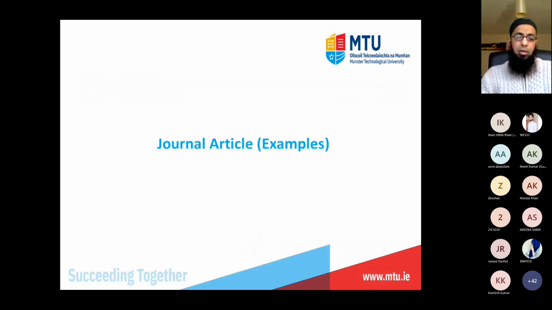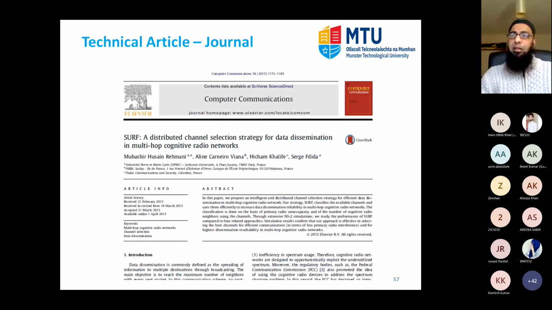Now here I'm giving you a few examples of journal articles. This one is an example of a technical article that is published in the Computer Communications journal. So it is purely a technical article.